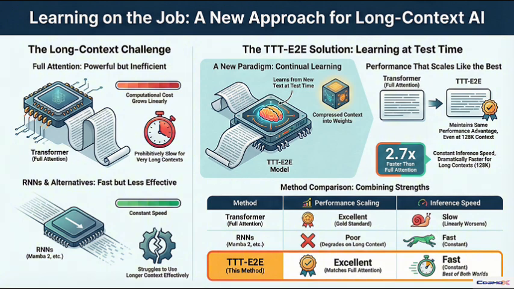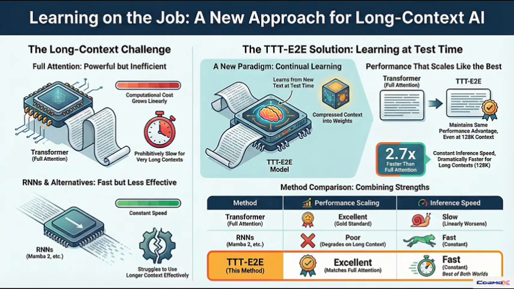That sounds like it would be incredibly slow during inference, though. Aren't you just moving the computational cost from one place to another? You would think so, but that's where the end-to-end part is so clever. There's an outer loop that happens during the initial training. They use meta-learning to basically optimize the model's starting weights to be a super efficient student for this test time process. So you're pre-training the model on how to learn quickly from a new document. Exactly.